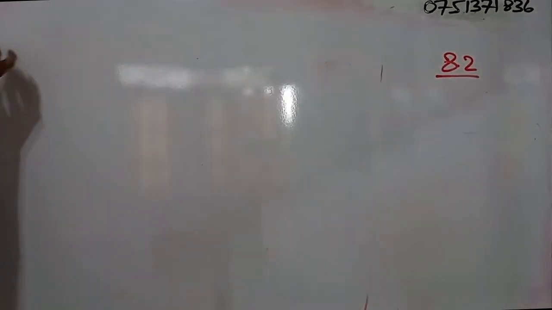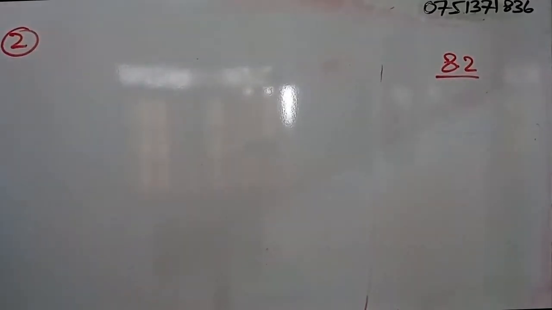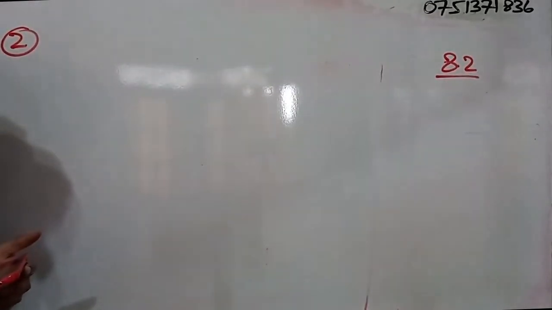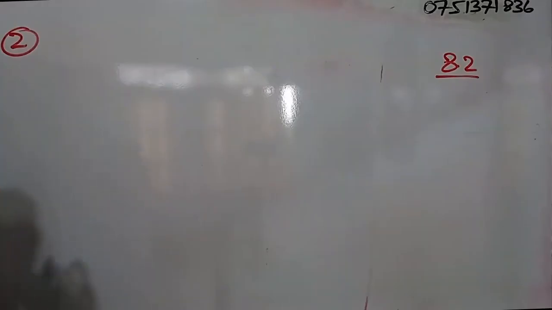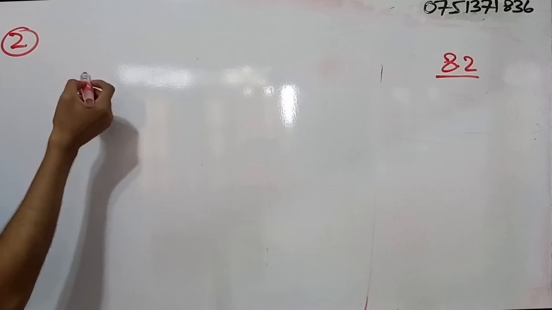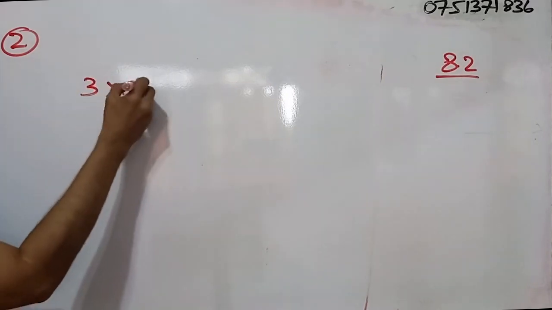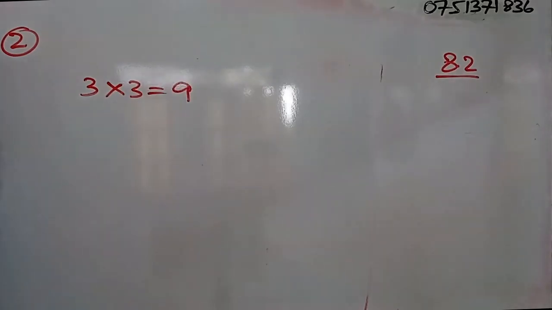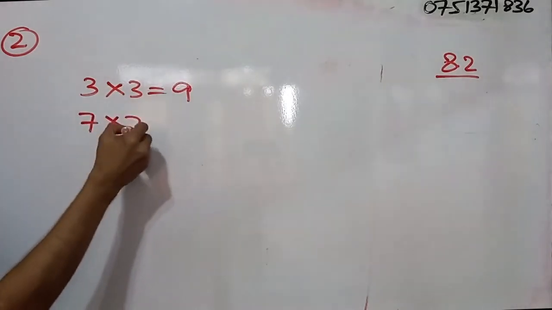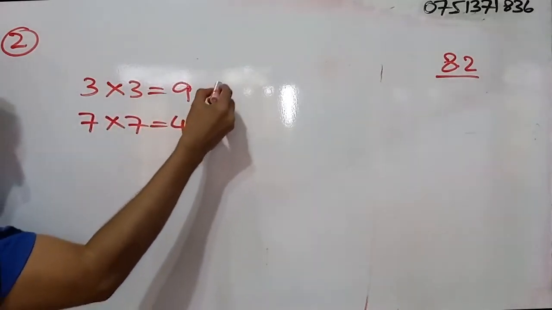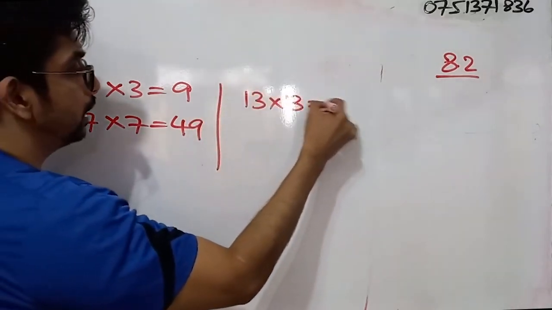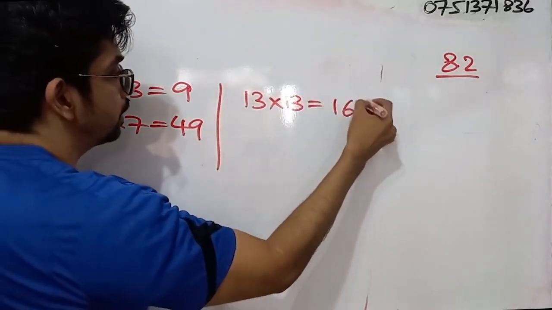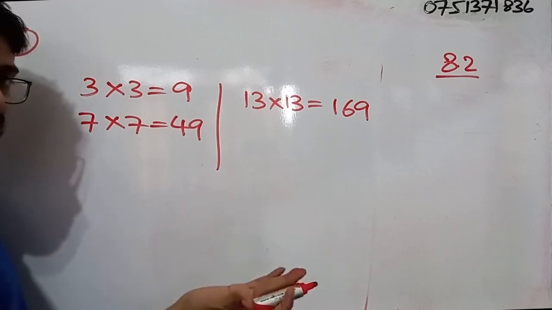Right. Okay. Under that, question number 2, give an example of a perfect square which has 9 in its units place. So what can we take? We can take what? 3. 3 squared is what? 9. Right? Take 7 square. 49. Right? 13 square. 13 into 13, that is what? 169. Right? So these are some of the examples.